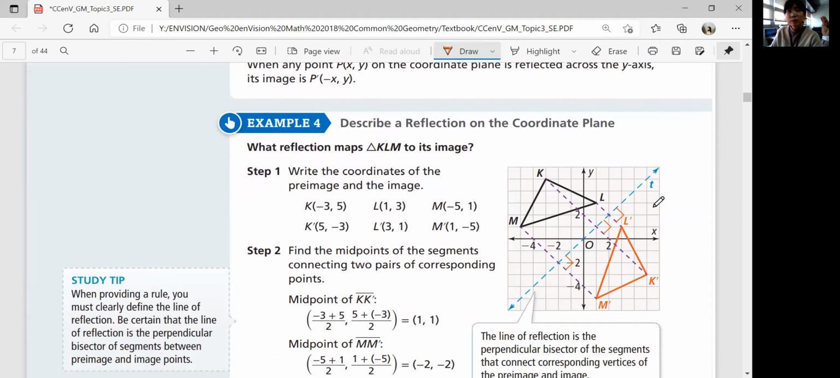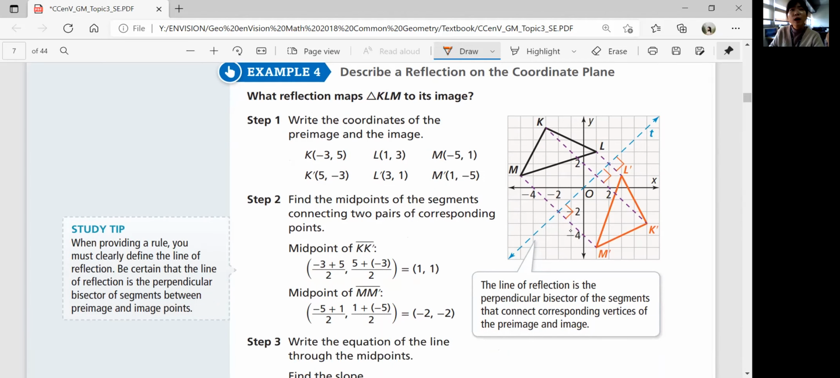Let's look at example 4. Describe a reflection on the coordinate plane. What reflection maps triangle KLM to its image? Write the coordinates of the pre-image and the image, and then you're going to find the midpoints. We got (1, 1), that's one point. And then we got (-2, -2), that's another point. If you figure out the midpoints, that should be exactly on the line of reflection. Why? Because the distances between two points should be exactly the same from the line of reflection, right? So you get the midpoints. Those two points should be your points on the line of reflection, right?